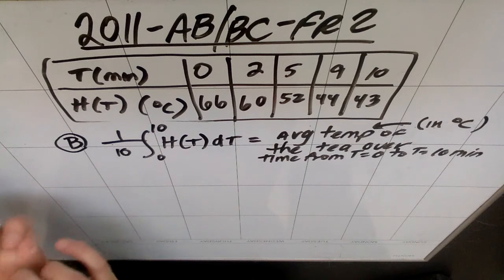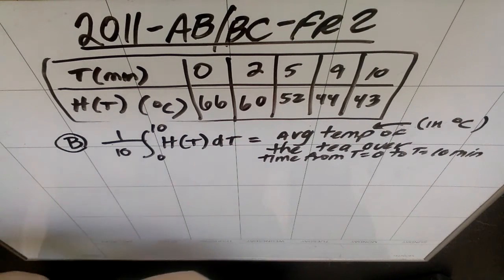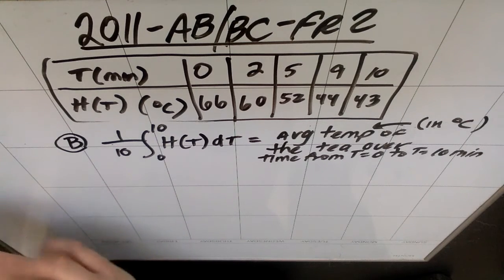Now, could you say the first 10 minutes? Yes, because it's the time 0 to 10. Could you say over the 10 minutes because it's the only 10 minutes in this problem? Yes, that's fine, but you need to mention that time, right?